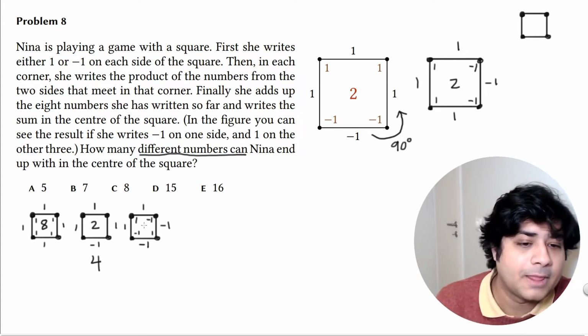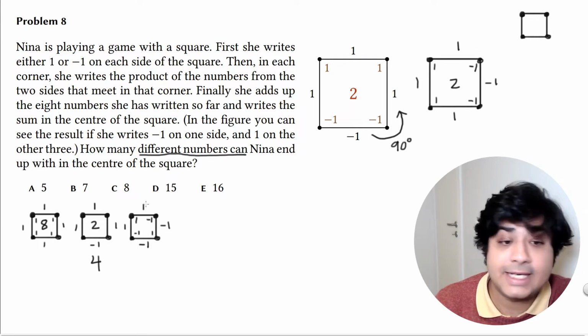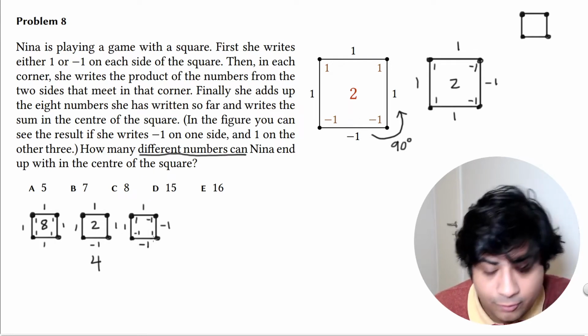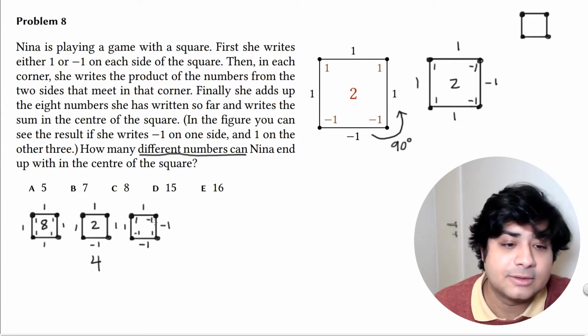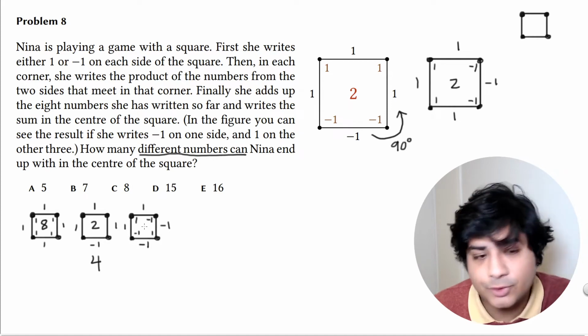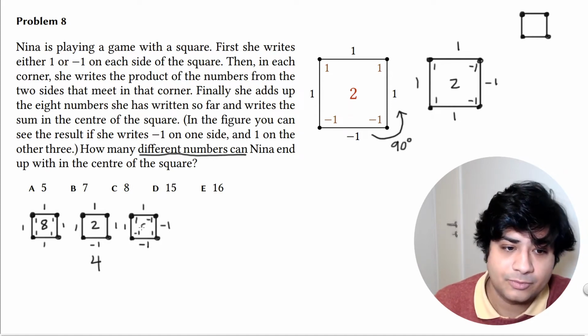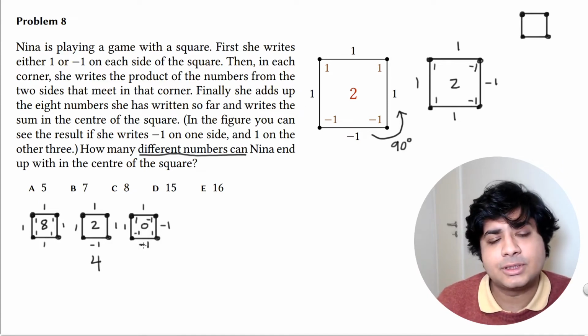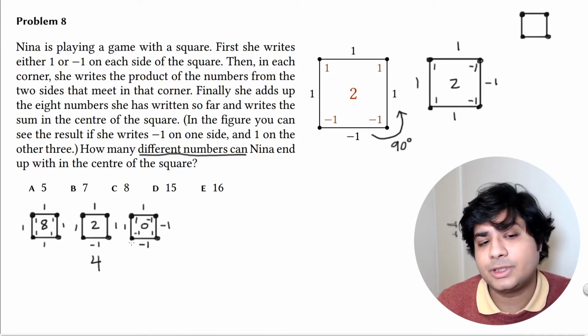There we go. Now, let's add these numbers up together. You got a 1, 2, 3, 4, and you got four -1s. That's going to be 4 minus 4. That's 0. Now let's think about how many different figures are going to go in here.